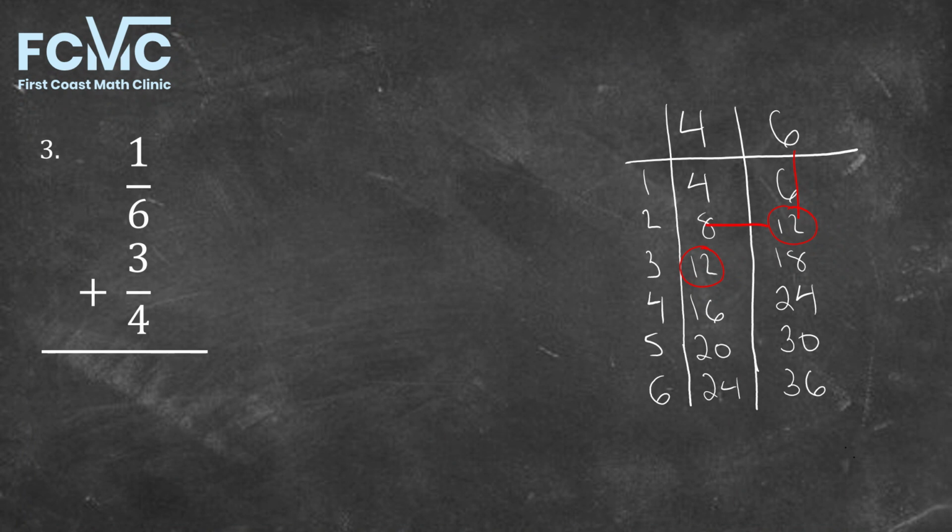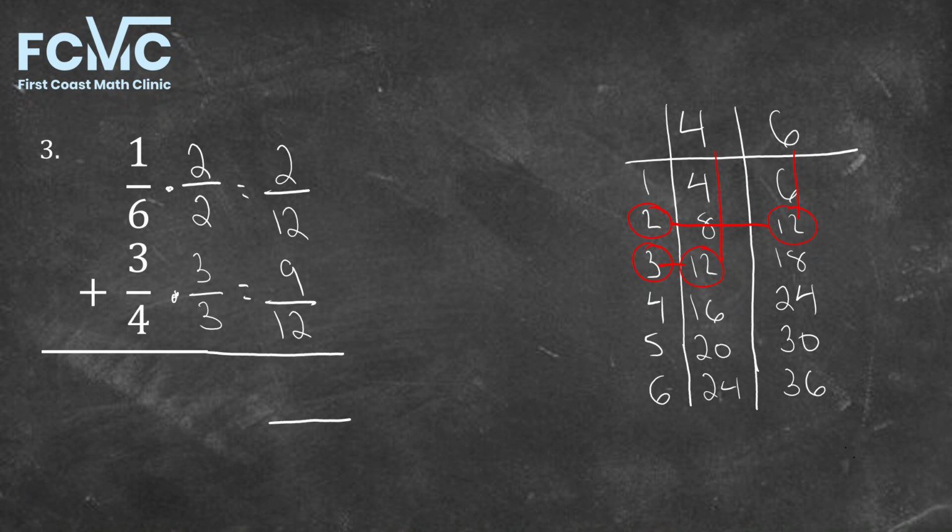All right, so 6 times what gives us 12? 6 times 2, and 4 times what gives us 12? 4 times 3. So let's multiply 1 over 6 times 2 over 2. And 3 over 4, we're going to multiply by 3 over 3. So now let's multiply straight across. We're going to get 2 over 12 and 9 over 12.